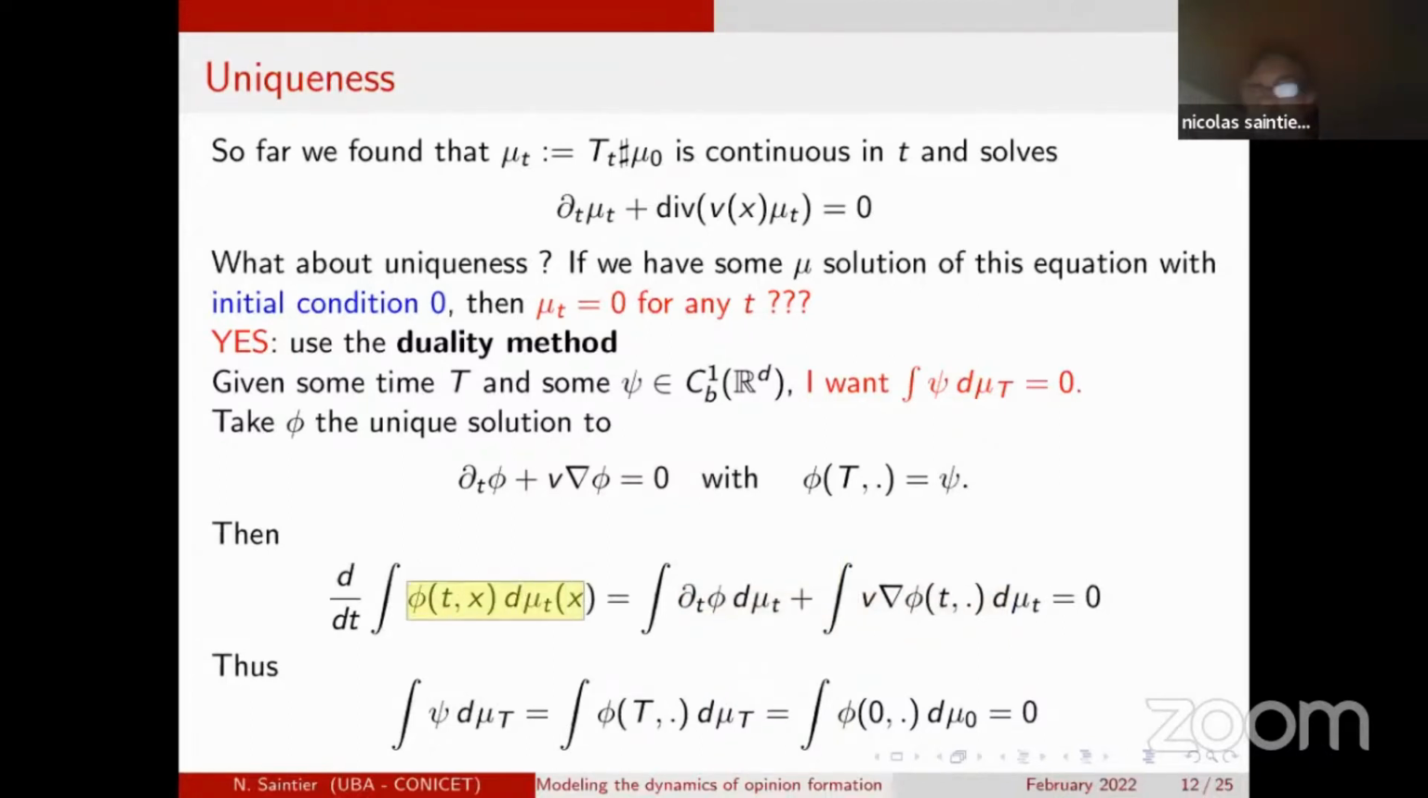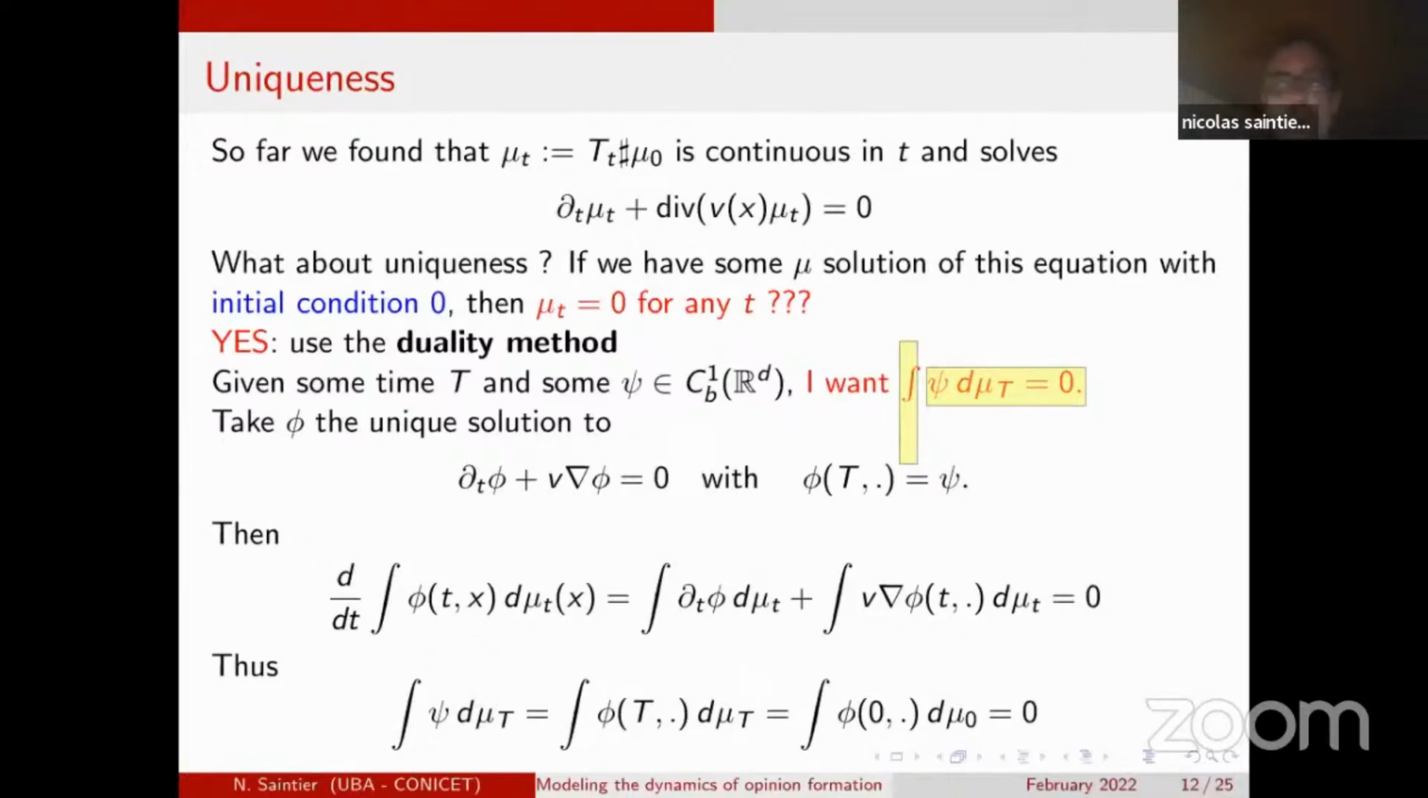So its value at time capital T, because remember that phi at time capital T is my test function psi, is the same as its value at time 0. But at time 0, mu is 0. So at time 0, this integral is 0, and we're done. We just proved that this integral is 0 for any test function psi at any time t. So we got uniqueness.